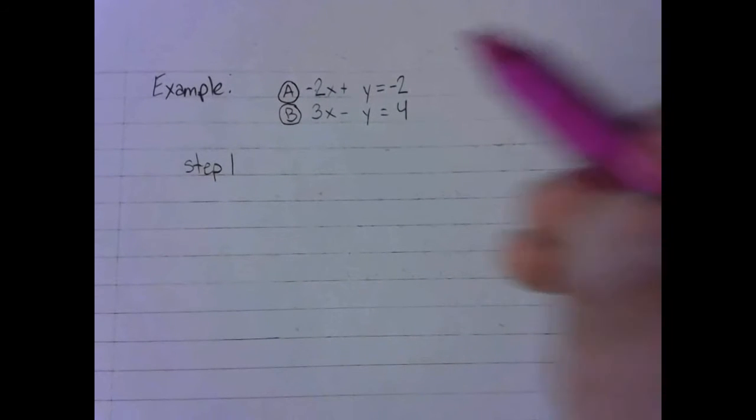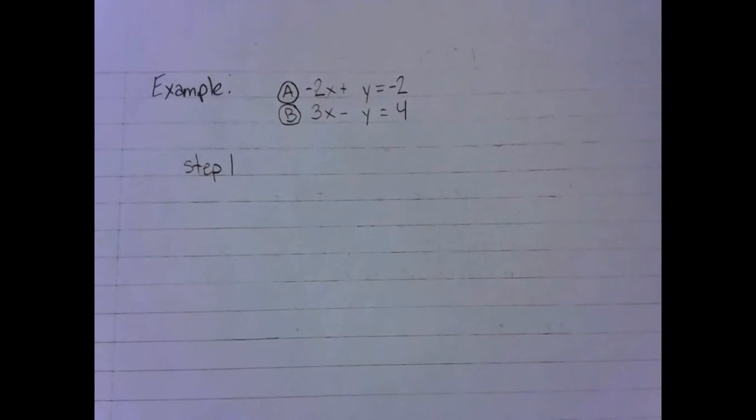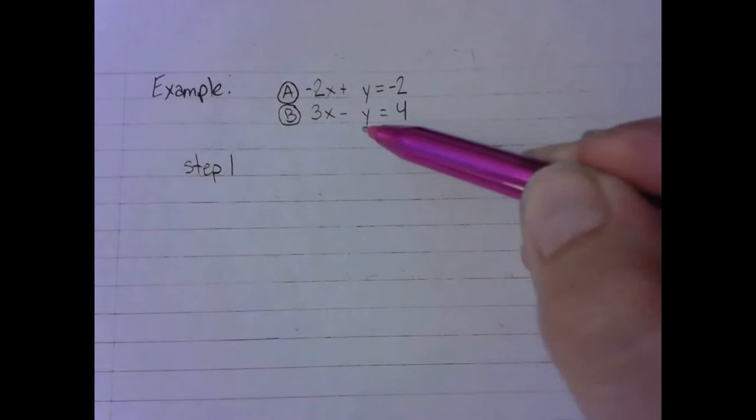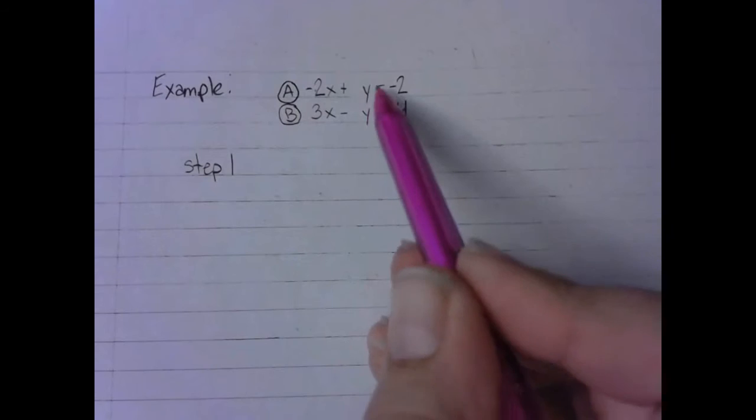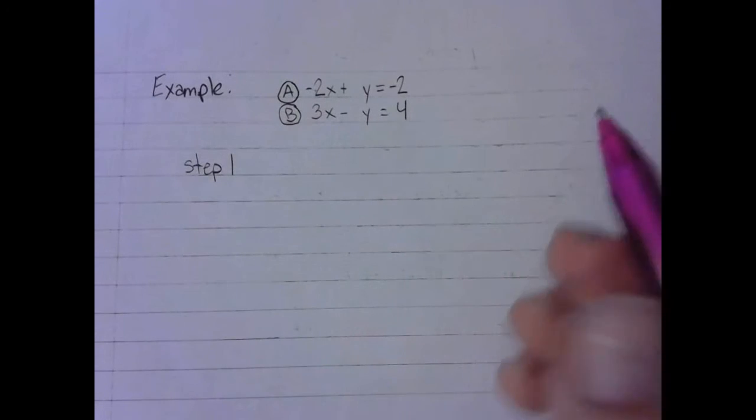Okay, here's our example. I'm going to call this equation A, negative 2x plus y equals negative 2. And equation B is 3x minus y equals 4. Okay, we said step one is to select one equation and solve for one variable. So I'm going to take equation A, and I'm going to solve for y. Since y doesn't have a coefficient, it makes it pretty easy.